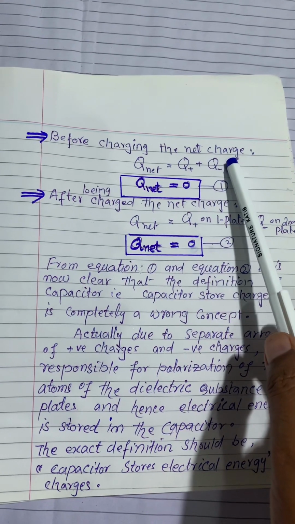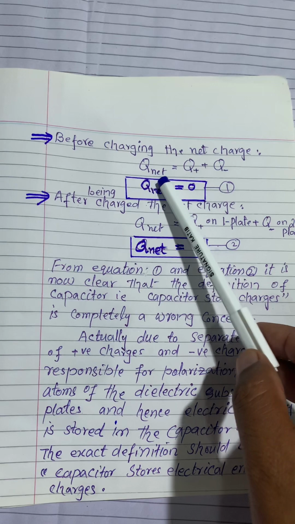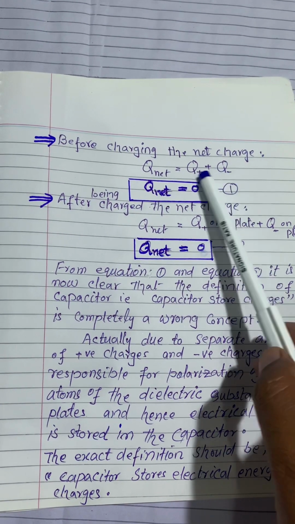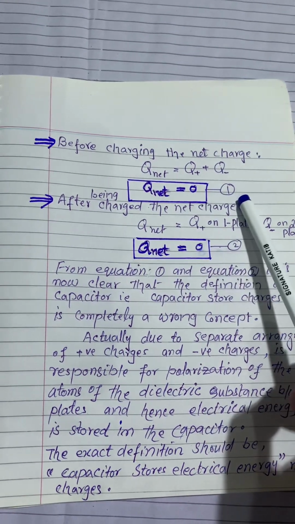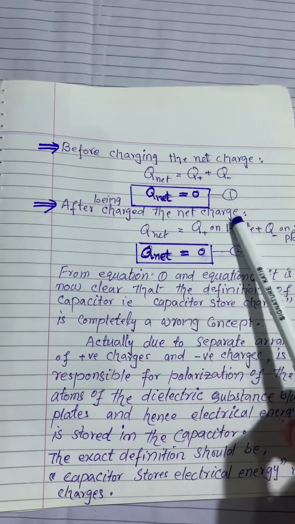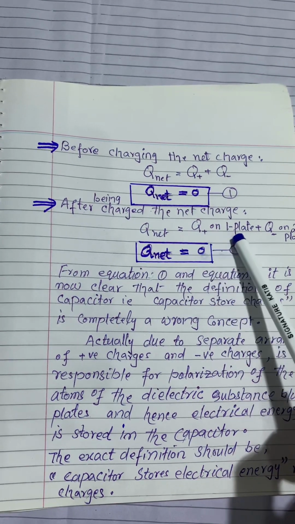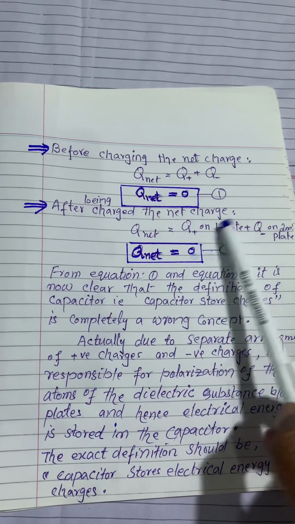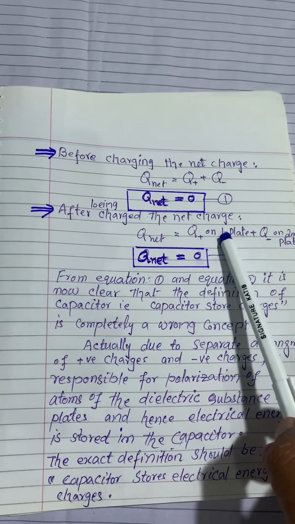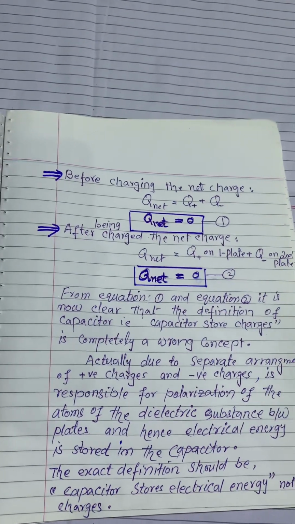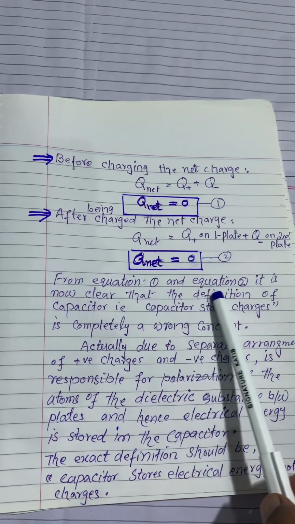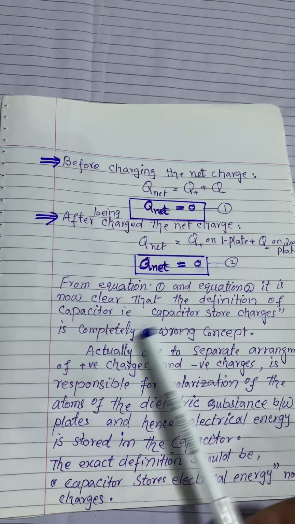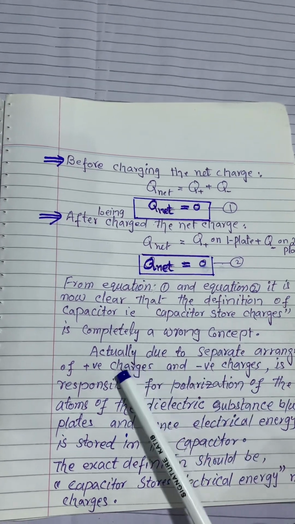For charging, the net charge is Q net equals the positive charges on the two plates plus the negative charges on the two plates. So the net charge is equal to 0 before charging, but after being charged the net charge is Q net equals positive charge on one plate and negative charge on the second plate. So the net charge, if we add these, again comes out to be 0. From equations 1 and 2 it is now clear that the definition that a capacitor stores charges is a completely wrong concept.